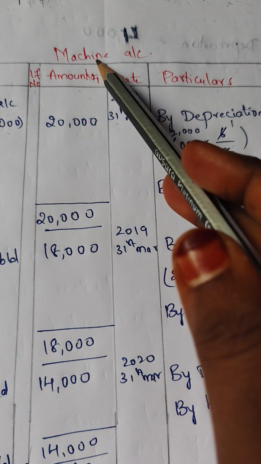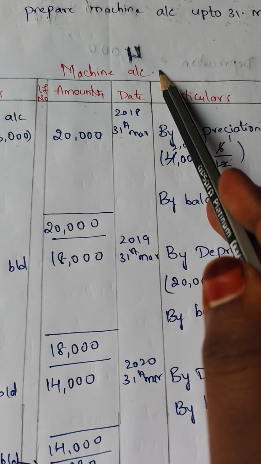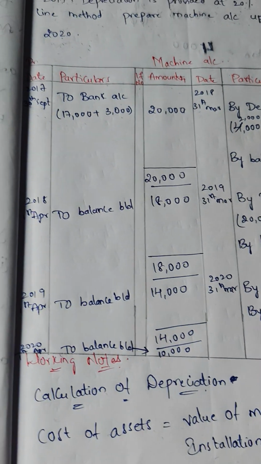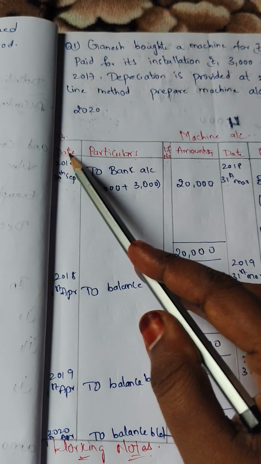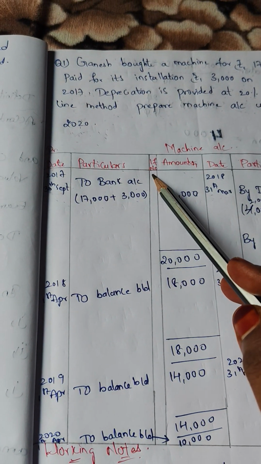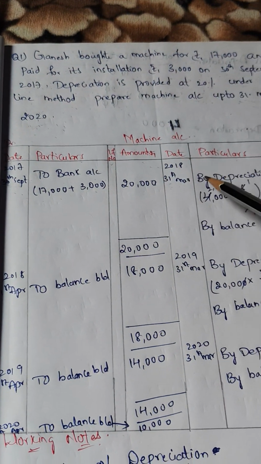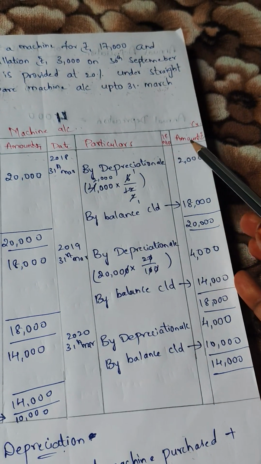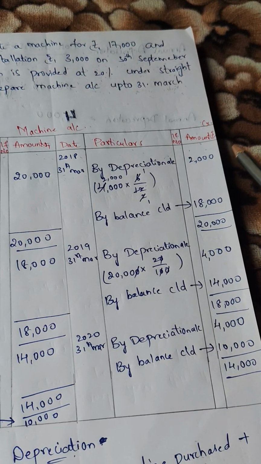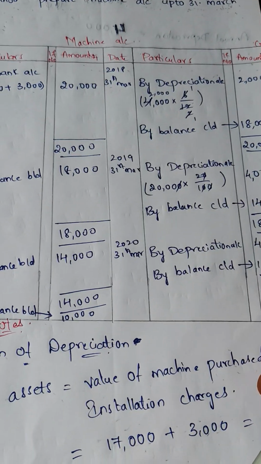First we have to write here, see, machine account. Next we have to draw the proforma. On the left side, the debit side, we have to write date, particulars, LF number, amount, rupees. Next, on the credit side, we have to write date, particulars, LF number, amount. Next we have to follow working notes.